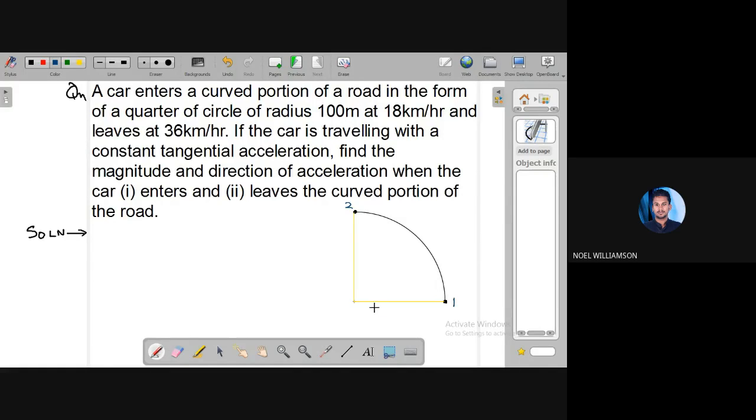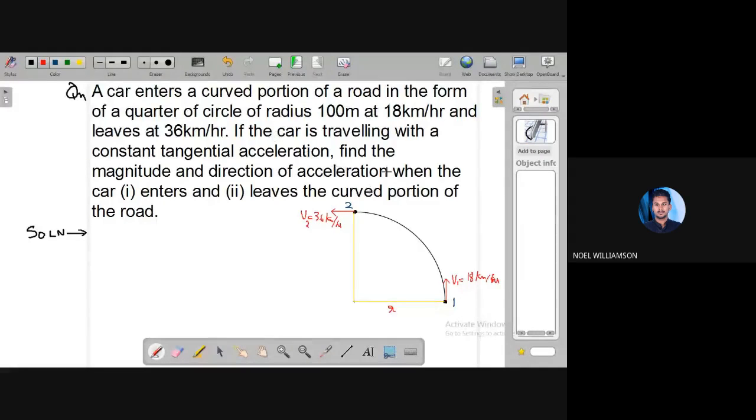So you can see this is the radius, given as 100 meters, and it enters at 18 kilometer per hour. This is the velocity, which will be tangential, that is v1, given as 18 kilometer per hour, and it leaves at 36 kilometer per hour. So this is the final point. It is leaving at velocity v2 equal to 36 kilometer per hour.